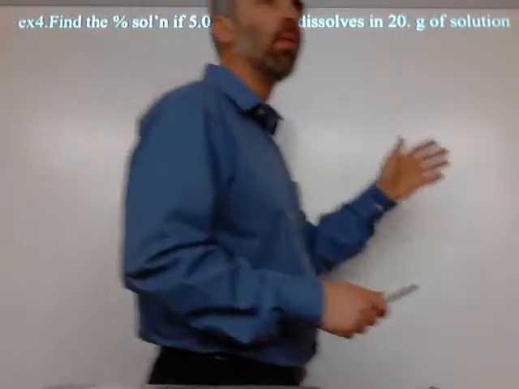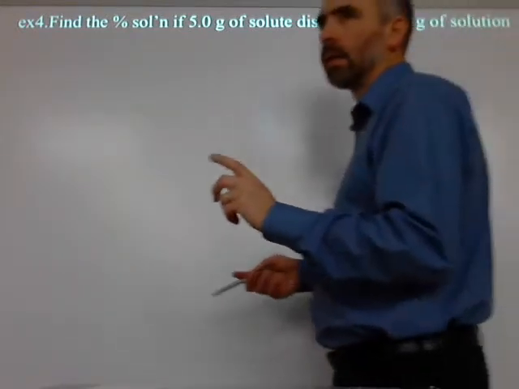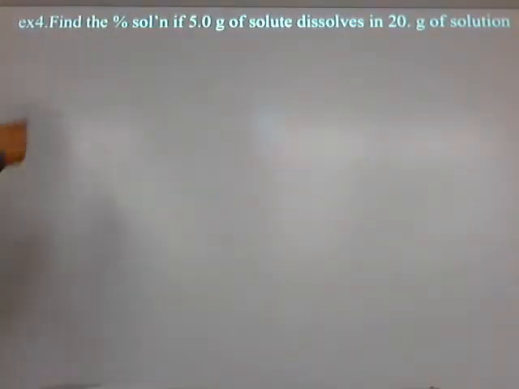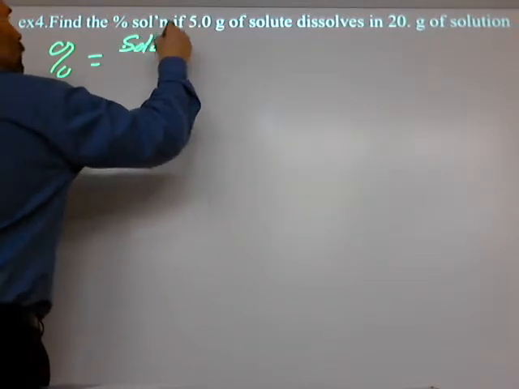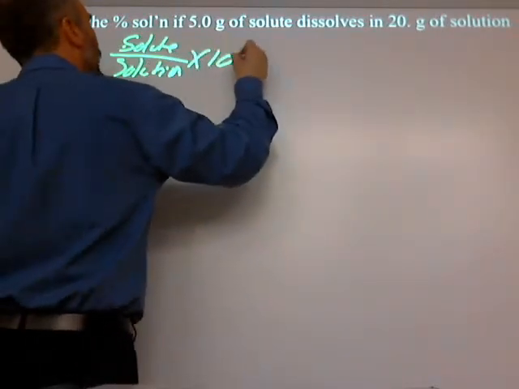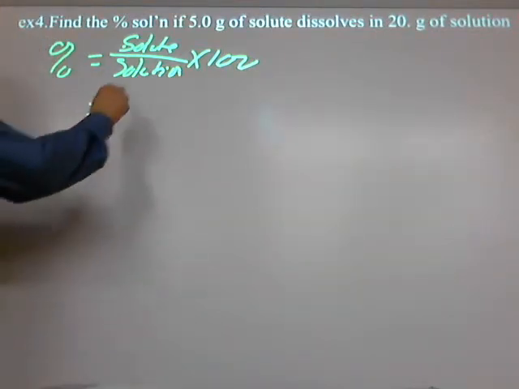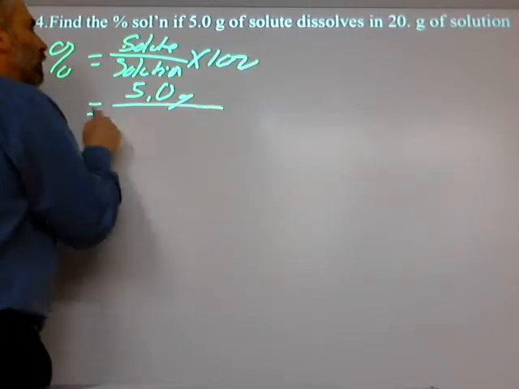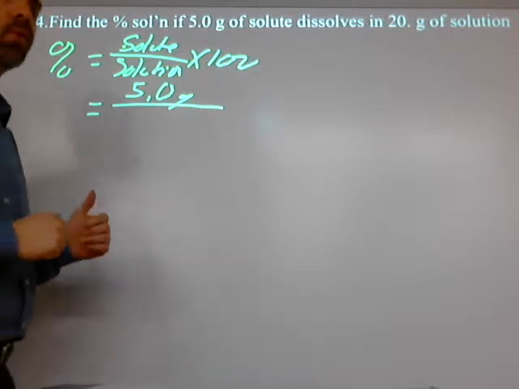This problem, you may say, well, we've already done one like this. Look at how it's worded. This time when I go to do this one, I want you all to see this now. Percent is going to equal the mass of the solute over the solution times 100, right? What's the mass of the solute? We just had a problem like this, 5.0 grams. What's the mass of the solution? Bo? 25. No. 20. That's exactly why I'm doing this one.